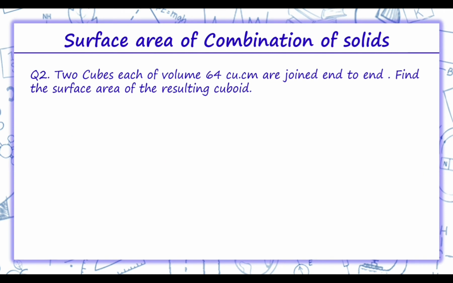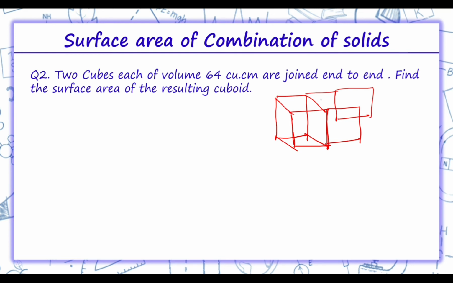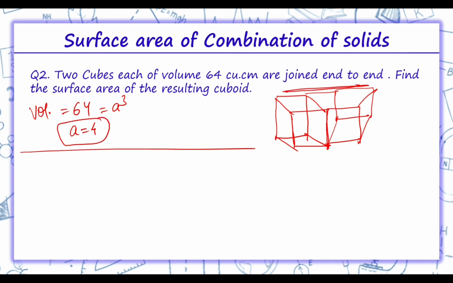Now the next question is two cubes each of volume 64 centimeter cube. Now we are provided with two cubes. So let's suppose these are two cubes whose volume is 64 centimeter cube. Now when these cubes are joined together, obviously they'll be forming a cuboid. So this cuboid will get, so volume is 64, which is a cube, thus the value of a will be 4. So if we look over here, length becomes 4 plus 4, which is 8, but breadth is 4 and height is 4 only.